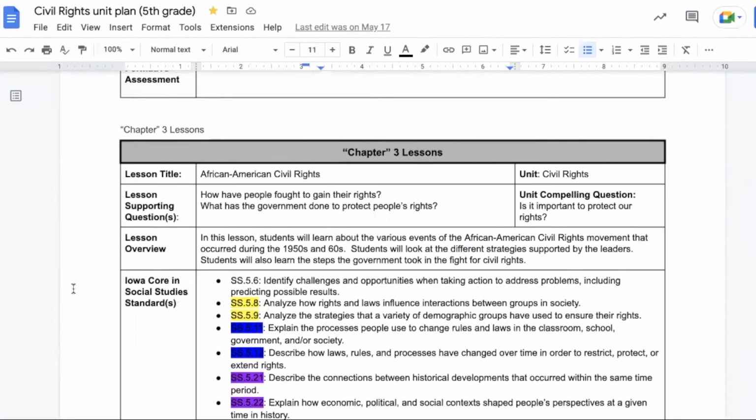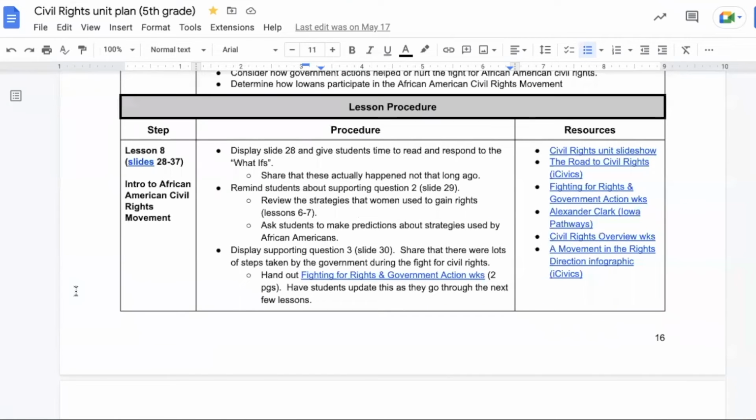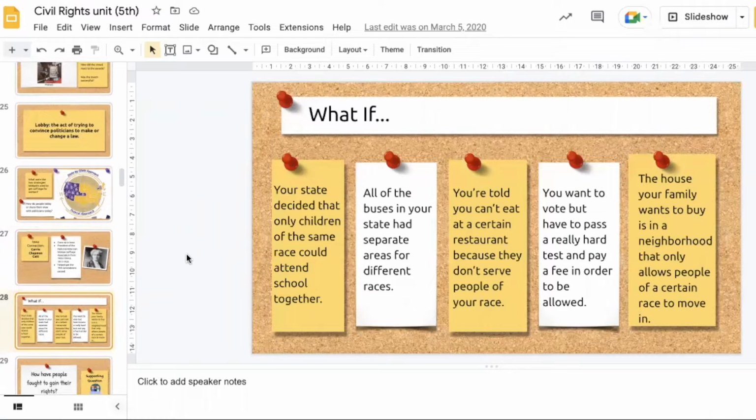Chapter 3 lessons are called African American Civil Rights, and we're taking a look at how people have fought to gain their rights and what the government has done to protect people's rights. So we're looking at the events of the African American Civil Rights Movement in the 50s and 60s and taking a look at the different strategies from the leaders. Lesson 8 is the introduction into this civil rights movement, and we take a look at these 5 what-ifs. All of them have to do with race and laws. Let students know that it wasn't that long ago that these were in place.